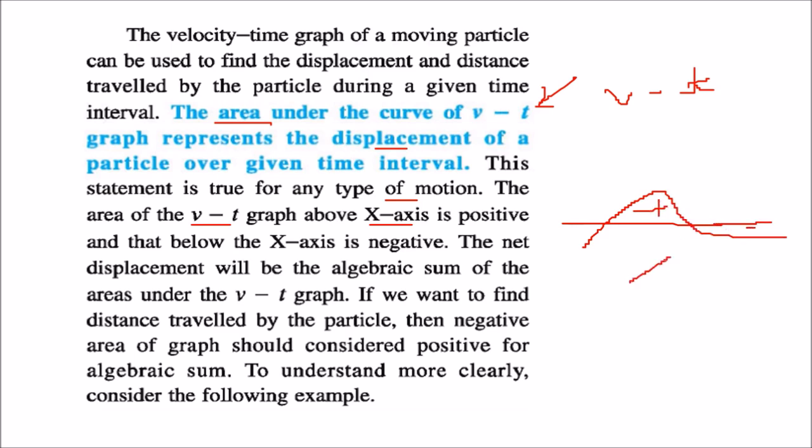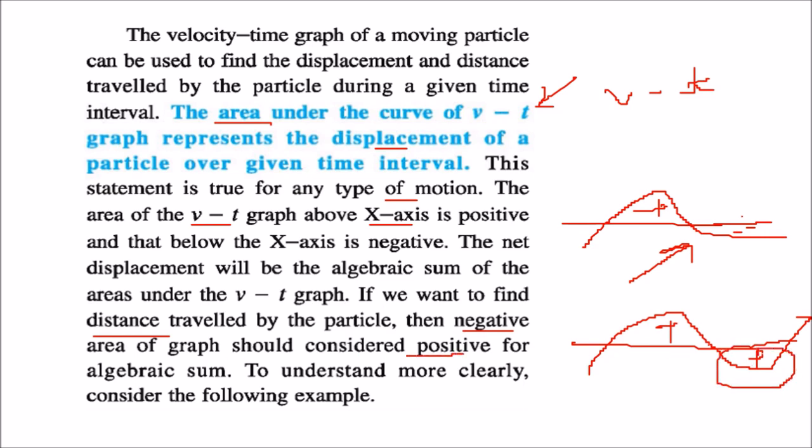Let us take an example, you will understand it more. This is a VT graph of a particle which is moving in a straight line, and we have to find the distance traveled during the first 2 seconds, from here to here, and the displacement and total distance during the time 0 to 4 seconds, from here to here. We also have to find the acceleration from t equal to 0.5 to t equal to 2. So how to find this?